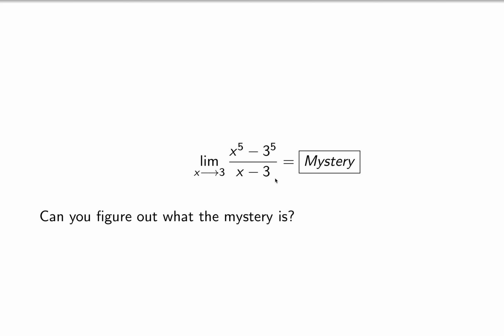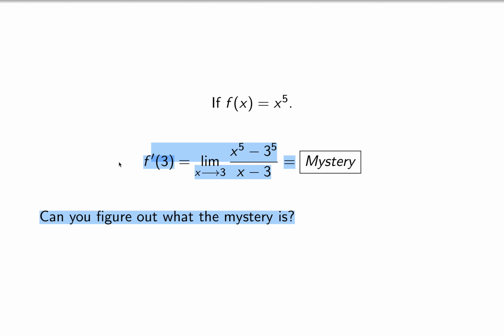Well, I would look back and say, wait a minute. This totally looks like the derivative of some function. Doesn't it look like f of x minus f of 3 over x minus 3, and we take the limit as x goes to 3? That's going to be the derivative of some function evaluated at 3. We could try and factor this problem, but why don't we notice that this mystery is just the derivative of some function at 3?